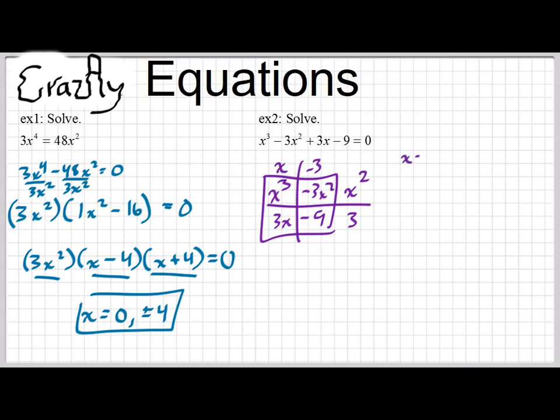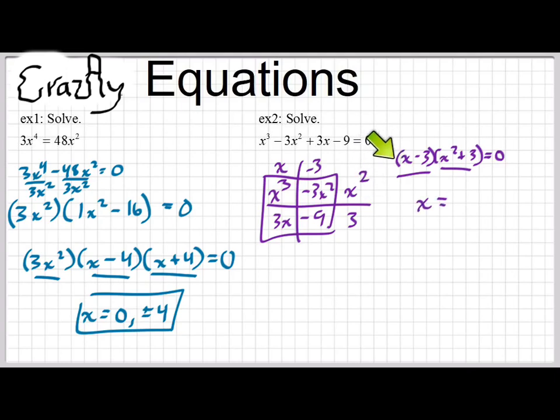Let's write out what we have so far. We have x minus 3, and then we have x squared plus 3. Can I factor any more? I kind of want to because there's a square right here, but is this a difference of squares? No, it's not factorable, so that means we take each of these factors and set them equal to 0 to see what x can be for our solution.